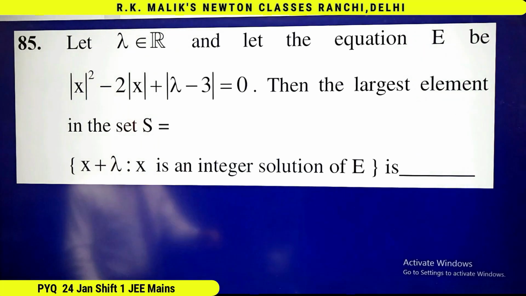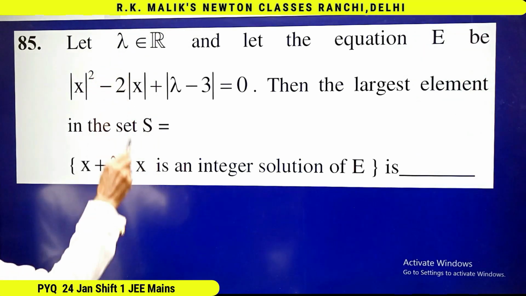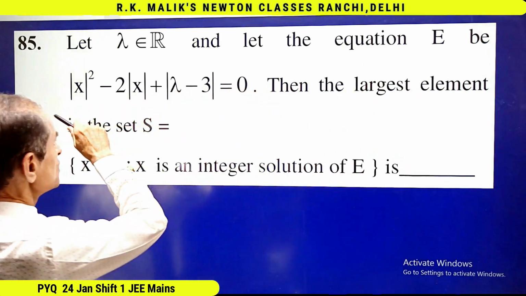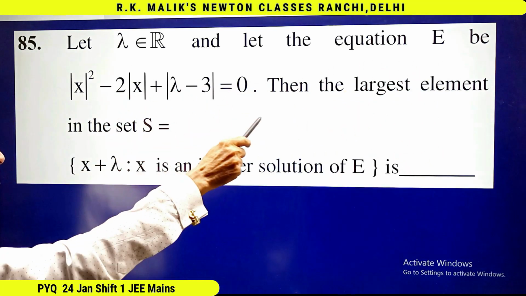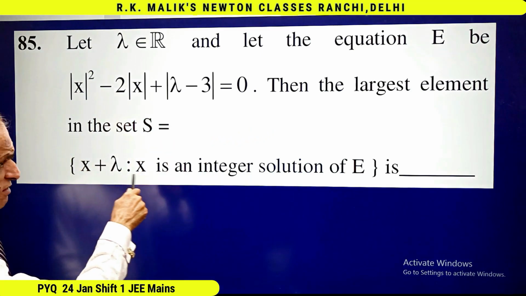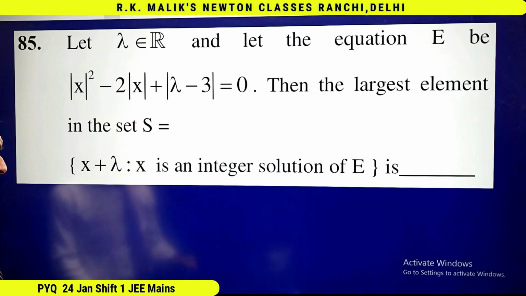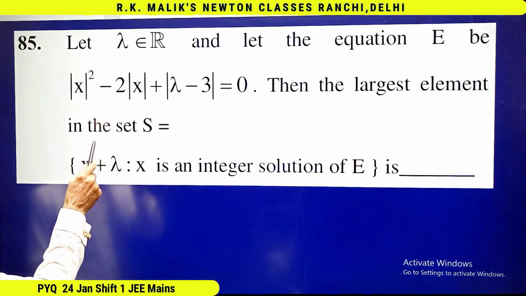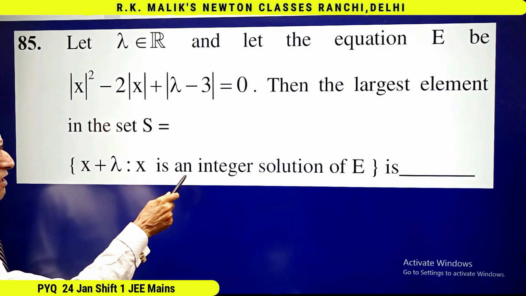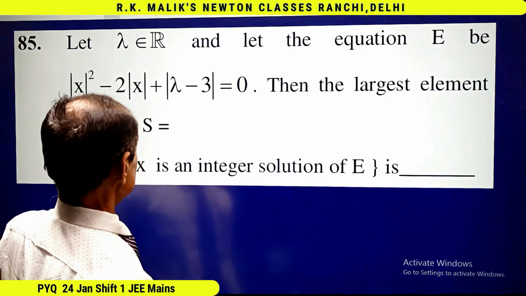In this question, he is saying let lambda belong to R and let the equation E be this. Then the largest element in the set S is, and the set S is defined by this. The elements of S are x plus lambda, where x is an integral solution of E.